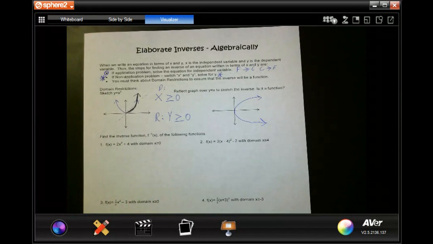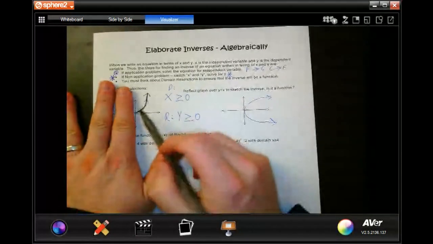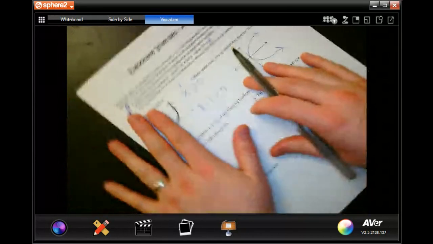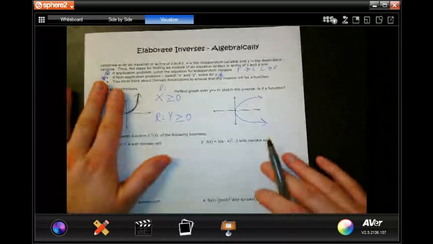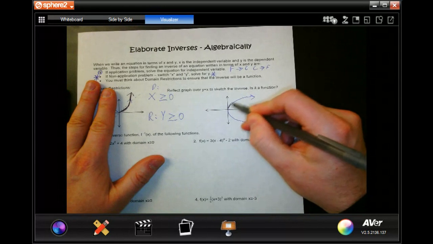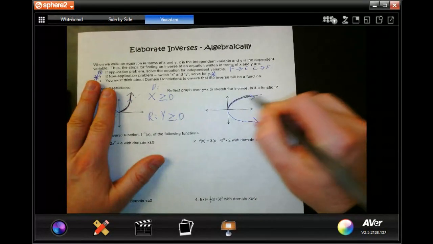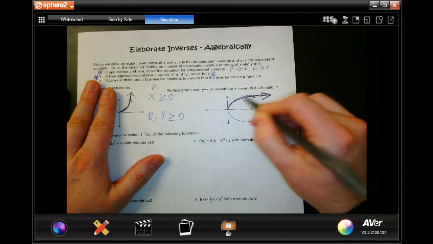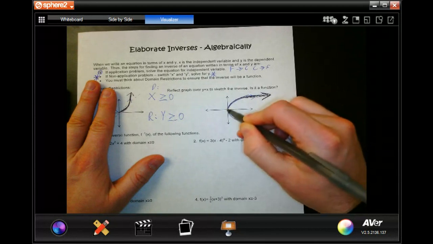So I want you to copy that. And if you restricted this domain and this range, and you were to just take this graph and reflect it over y equals x, if you were to reflect it over that line, y equals x right here, it would look like the top half or bottom half here. Yeah, it'd look like the top half here. So I'm going to darken this guy right here.